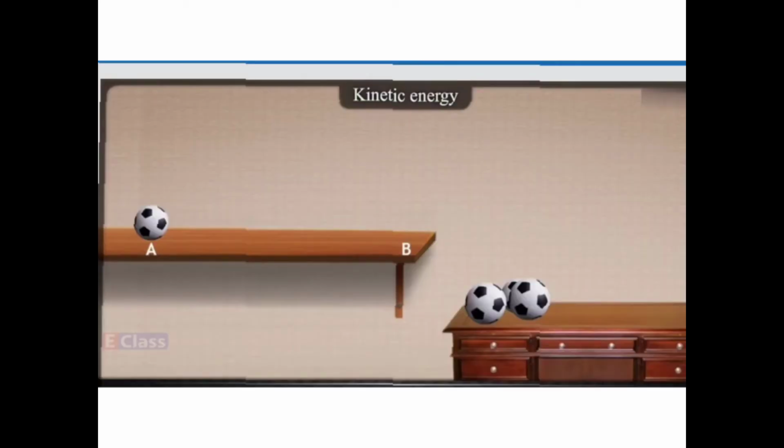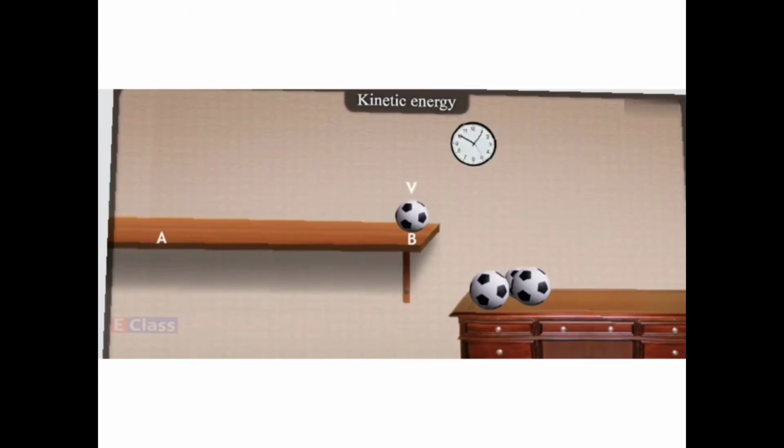Here we have the ball A. Now when the force is applied to it, it goes towards point B, right? Now see, from A to B it has moved. Previously it was stationary, u was 0. Now here it has come with some velocity v. So when it is reaching point B, the velocity of the ball is v.